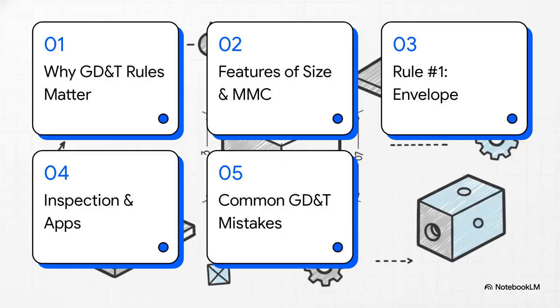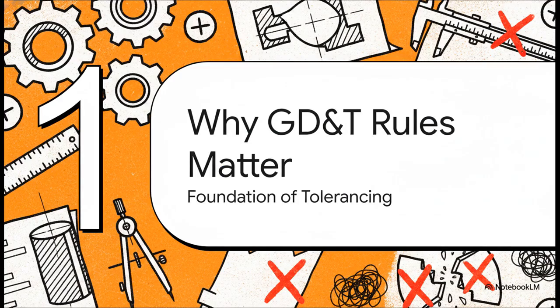To fix this incredibly common issue, here's our quick agenda for today's explainer. We'll cover why GD&T rules matter, features of size and MMC, rule number 1, inspection and applications, and finally, how to avoid common mistakes. Kicking things off with Section 1, Why GD&T Rules Matter.